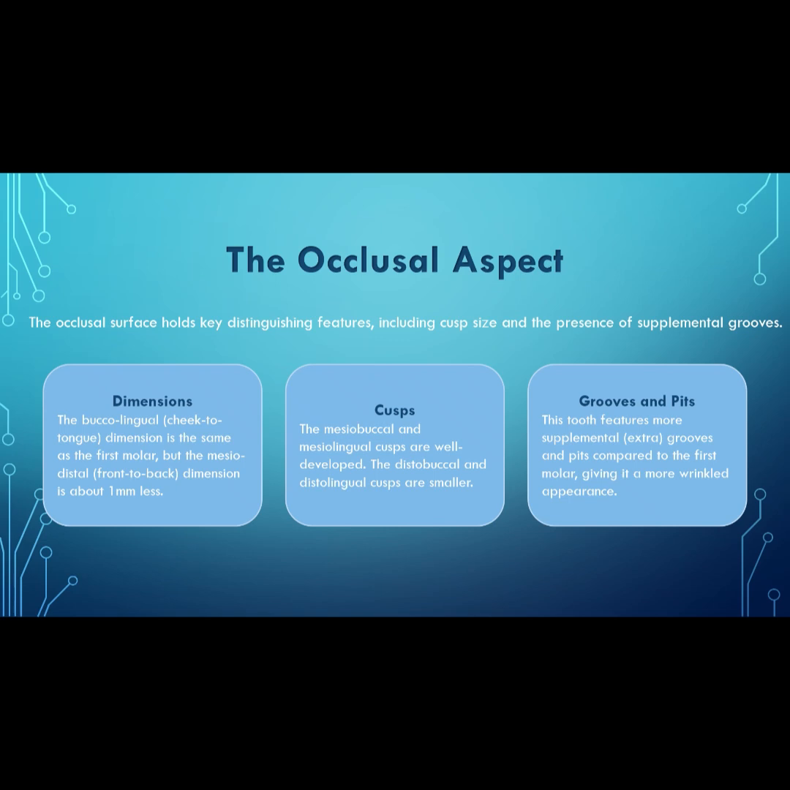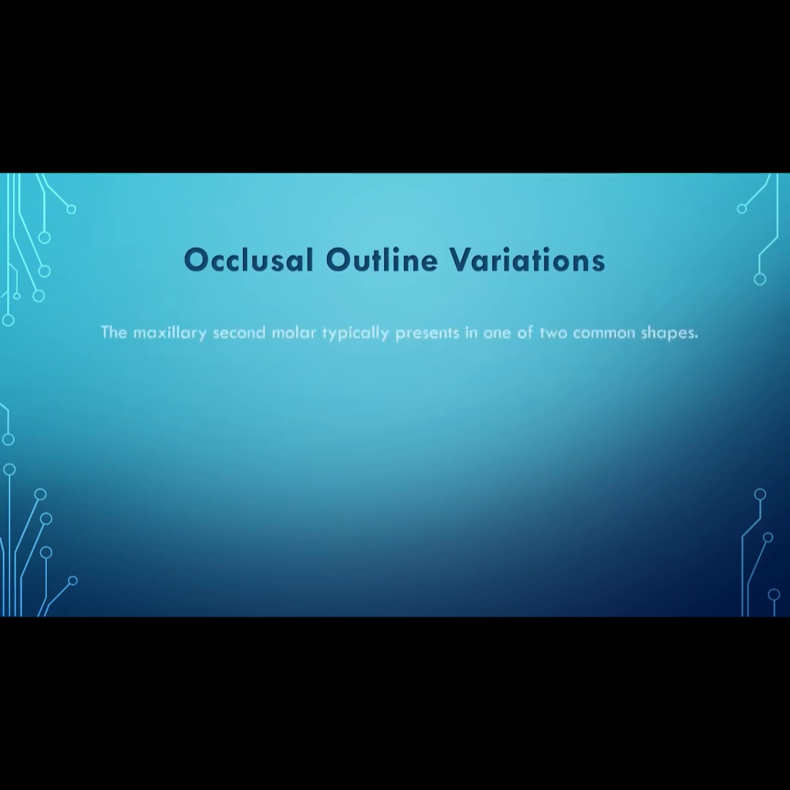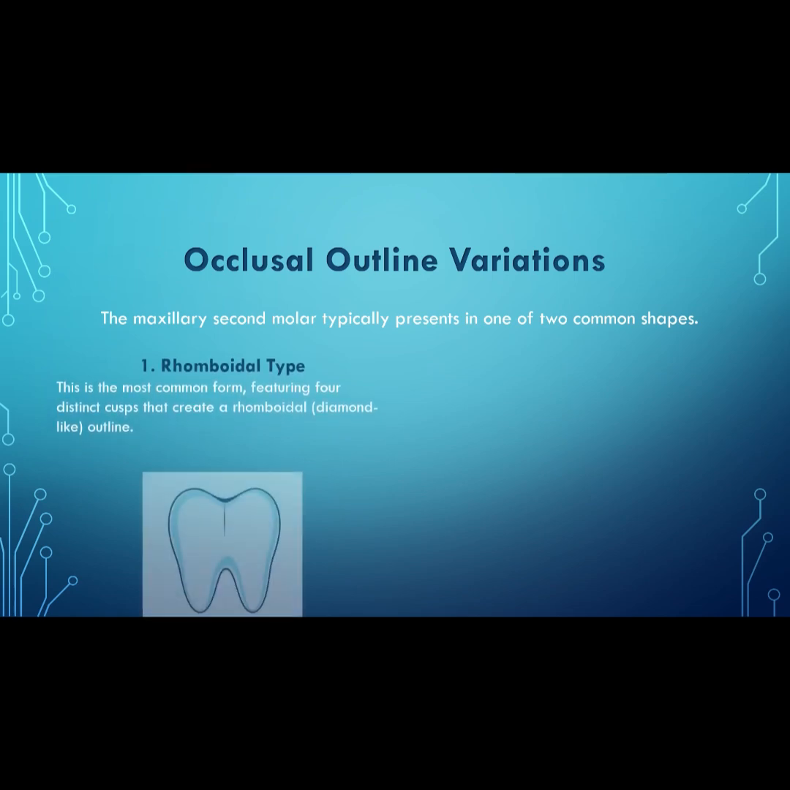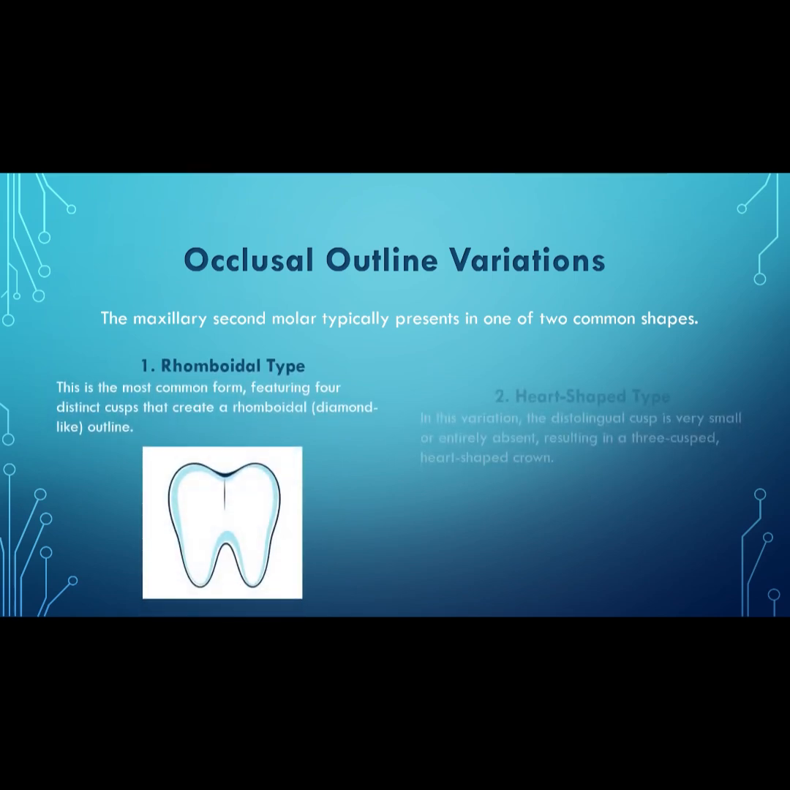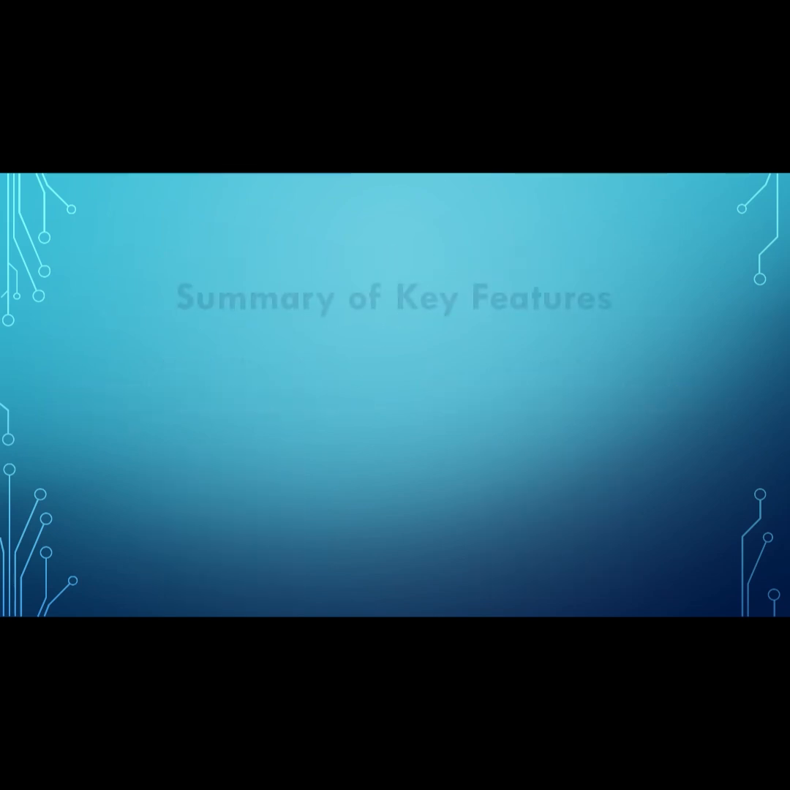Grooves and pits. The tooth features more supplemental grooves and pits compared to the first molar, giving it a more wrinkled appearance. Occlusal outline variation. The maxillary second molar typically presents in one of two common shapes. The rhomboidal shape is the most common form, featuring 4 distinct cusps that create a rhomboid, heart-shaped tooth. In the variation, the distolingual cusp is very small or entirely absent, resulting in a 3-cusped heart-shaped crown.